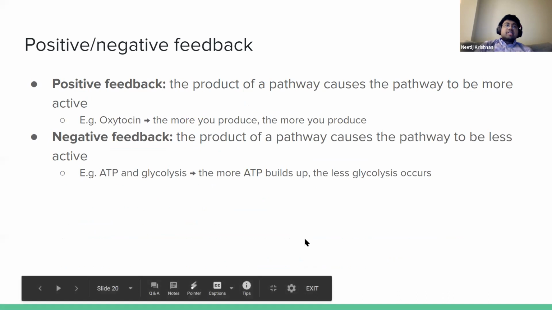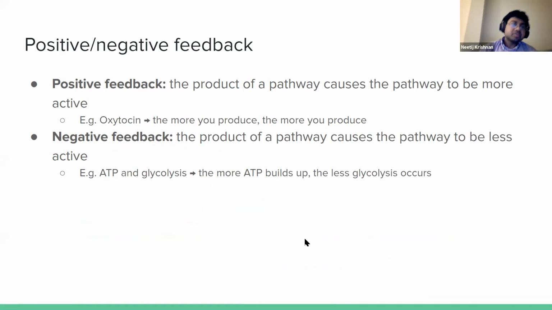Okay, let's talk about feedback. There are two types of feedback, positive feedback and negative feedback. In positive feedback, the product of a pathway causes the pathway to become more active. For example, oxytocin: the more you produce, the more the pathway is activated, the more you produce.